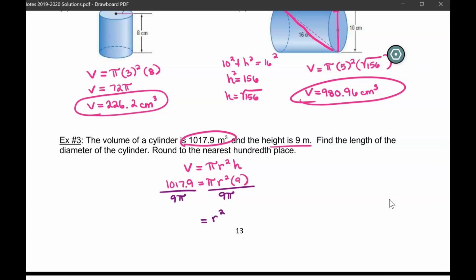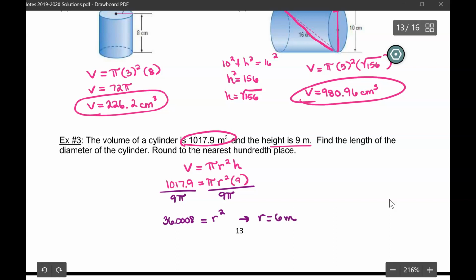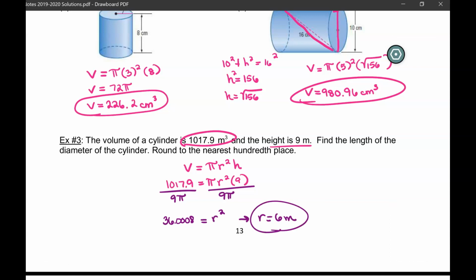So I'll do 1017.9 divided by 9 pi. Make sure you put 9 pi all in parentheses so you're dividing the whole thing. And I get 36 point, and then it's like 0008. So when I take the square root of that, it's pretty much going to give me r is 6, and the units are meters. And that's the volume of prisms and cylinders.